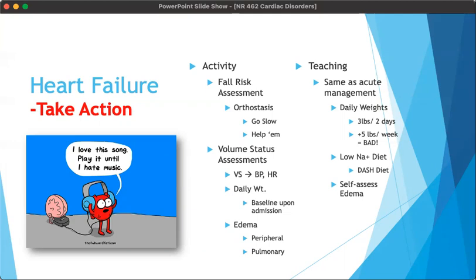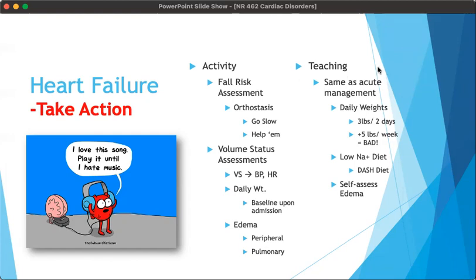And then edema. It's an easy way to assess volume status. Look for the symptoms of fluid volume excess. For right-sided heart failure, we're going to see peripheral edema, so in the lower extremities. For left-sided heart failure, we're going to see respiratory symptoms and right-sided symptoms. So we're going to see the lungs and the legs filling with fluid. So we want to be assessing for that as well.